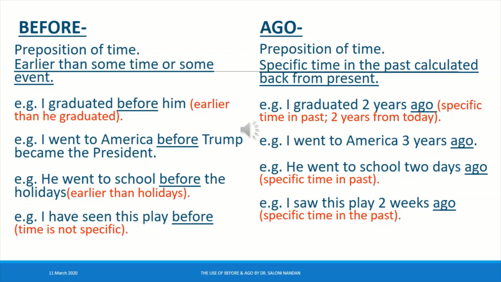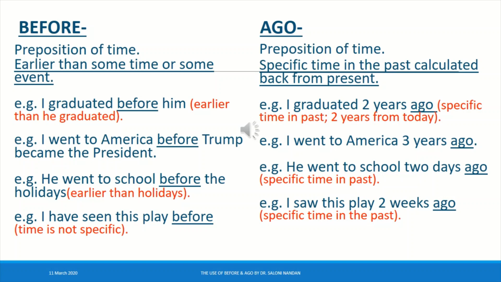For example, I graduated before him. It is earlier than he graduated. Let us look at another example. I went to America before Trump became the president. So, I went to America before Trump became the president, earlier than Trump became the president.